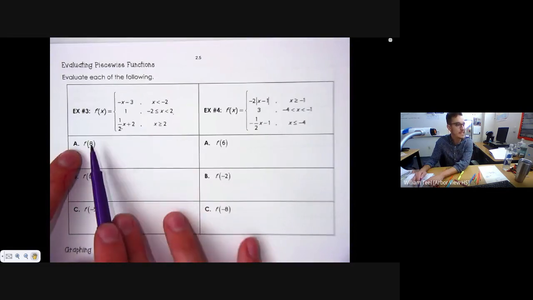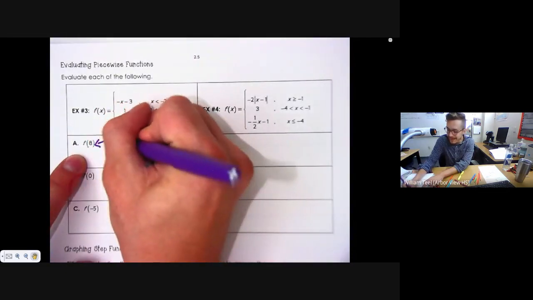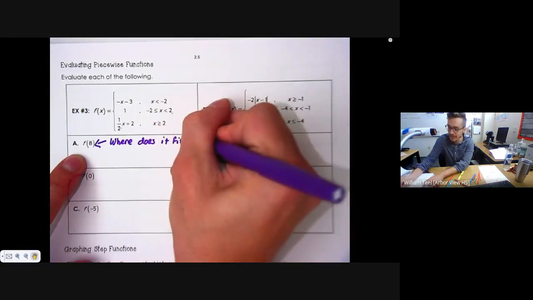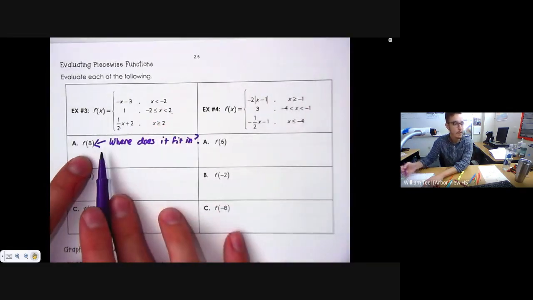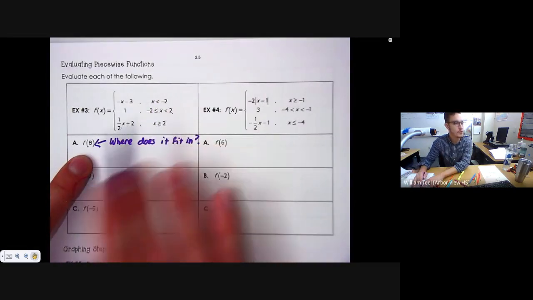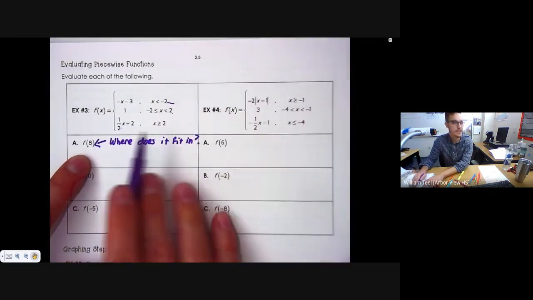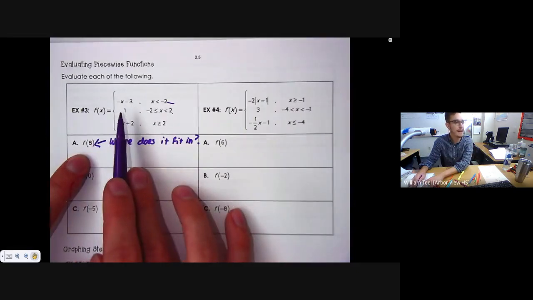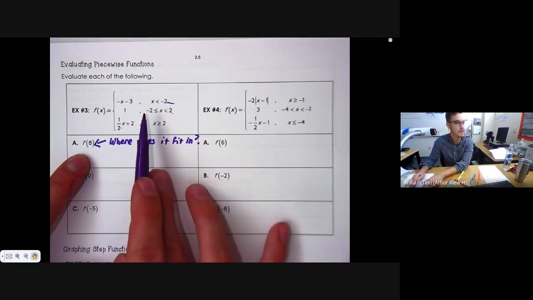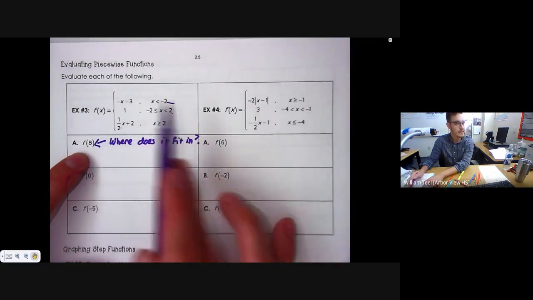If I am trying to evaluate f of 8, I have to figure out where this fits in. Which club is this one going to be a part of? Well, in order to be the -x minus 3 club, this value has to be less than -2. Is 8 less than -2? No, so it is not going to be equation number 1. Now let's look at this one. If f of x is equal to 1, our value has to be between -2 and +2. Is positive 8 between -2 and +2? No, so it's not part of this club.